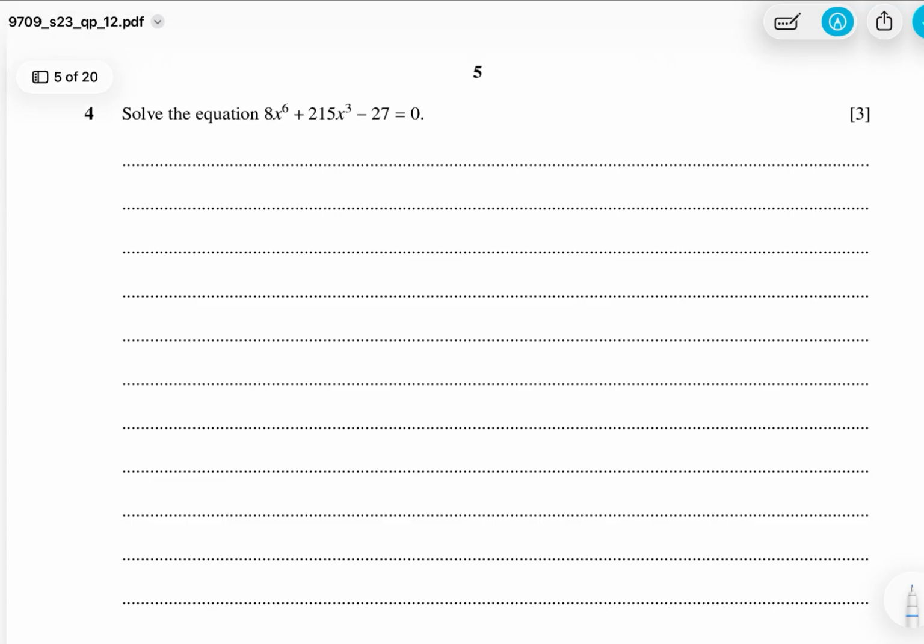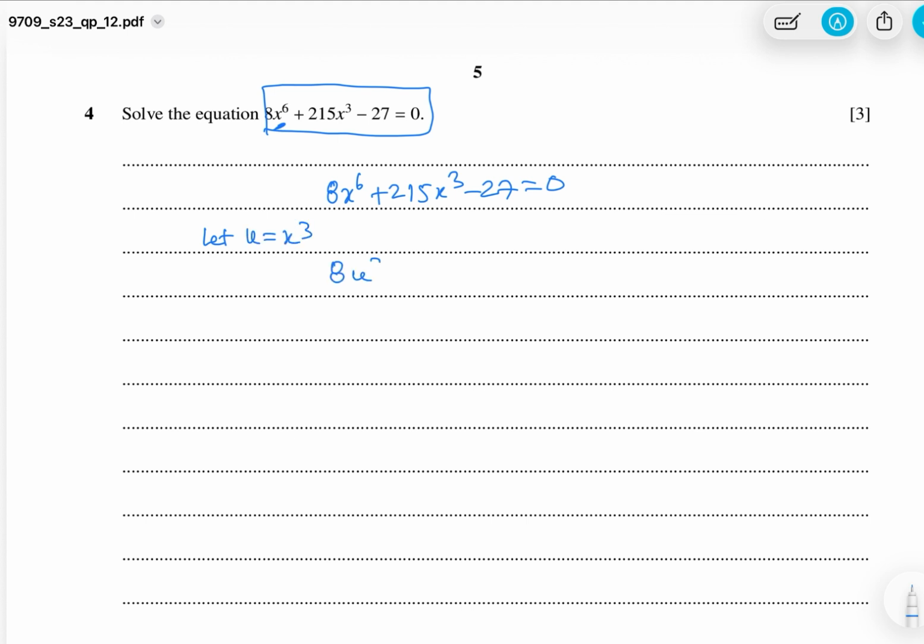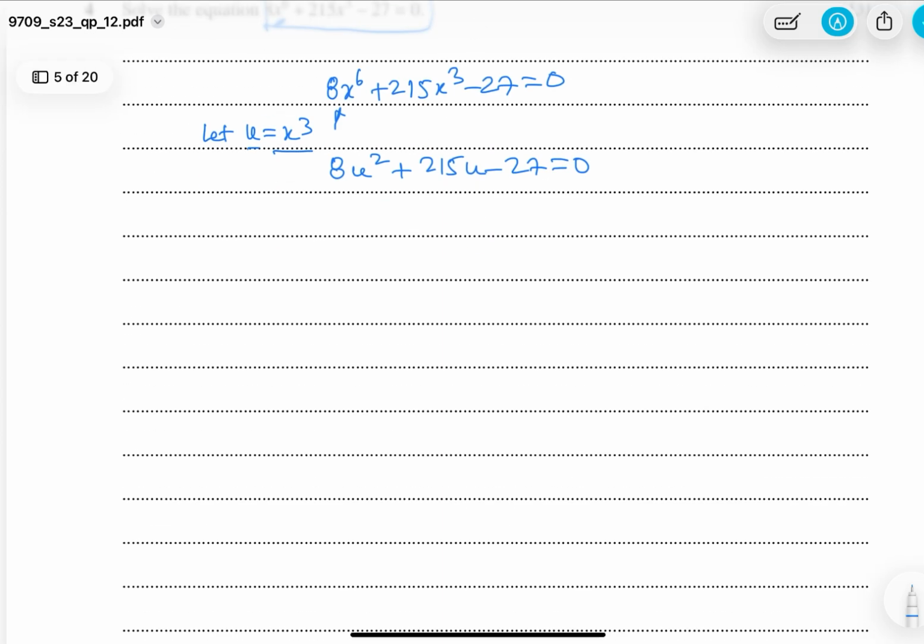So we have to solve this equation. This is our equation and we have to solve it. So we have 8x⁶ + 215x³ − 27 = 0. So we will change it. Let u equal x³. So we will have 8u² + 215u − 27 = 0. Yes or no? See, I have replaced x³ with u, so it would be u².